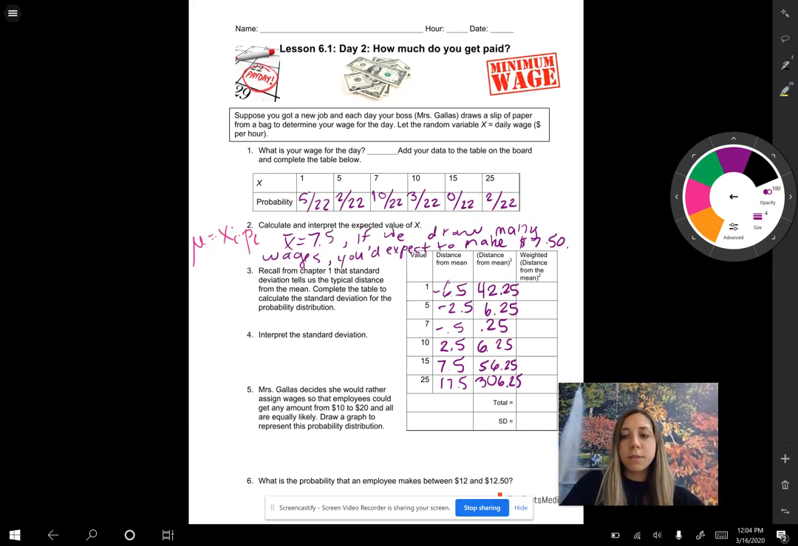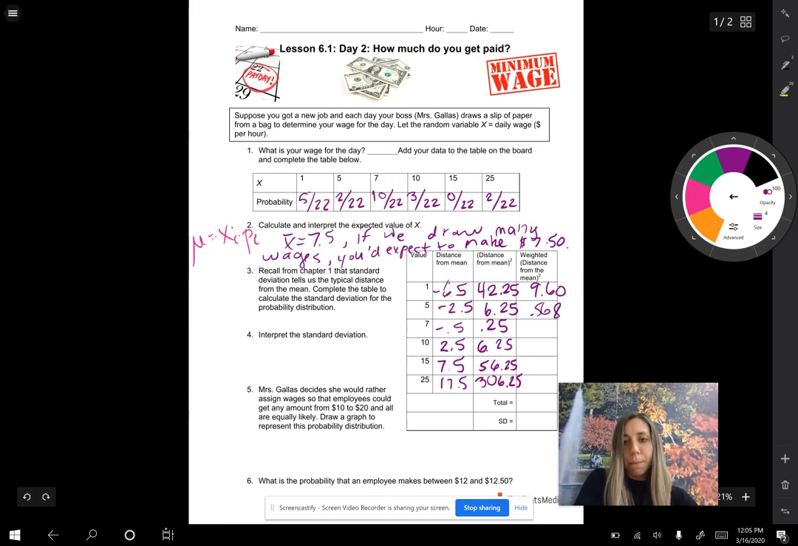So the first thing we did was find each distance from the mean, and then we squared those distances. Now it's a little different than finding a typical standard deviation. You have to actually weight those distances, like we weighted the means based on their probability. So 42.25, we're now going to multiply by its respective probability. So 42.25 times 5/22, because that would be its probability, gets you 9.60. And then 6.25 times 2/22, which is that one's probability, would get you 0.568.